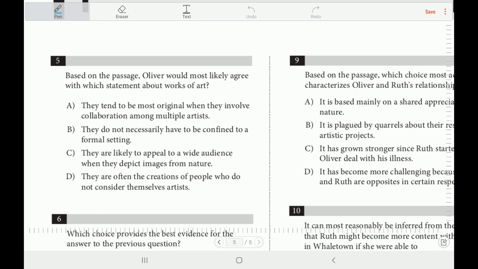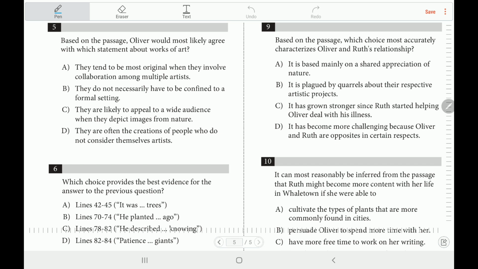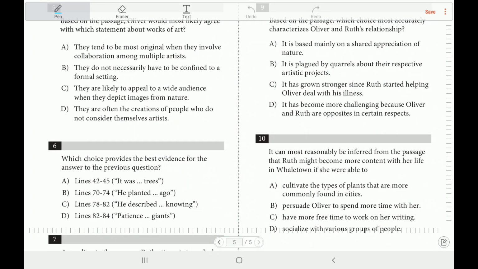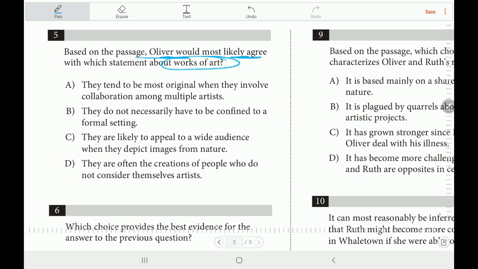Number 5. Based on the passage, Oliver would most likely. Yes, we have 5 and 6, so these are the paired questions. Question with evidence. Oliver will most likely agree with which statement about works of art? We have evidences from 42 till 45, 70 till 74, 78 till 82, and the last one, 82 till 84. So let's read the answers quickly. They tend to be most original when they involve collaboration among multiple artists.